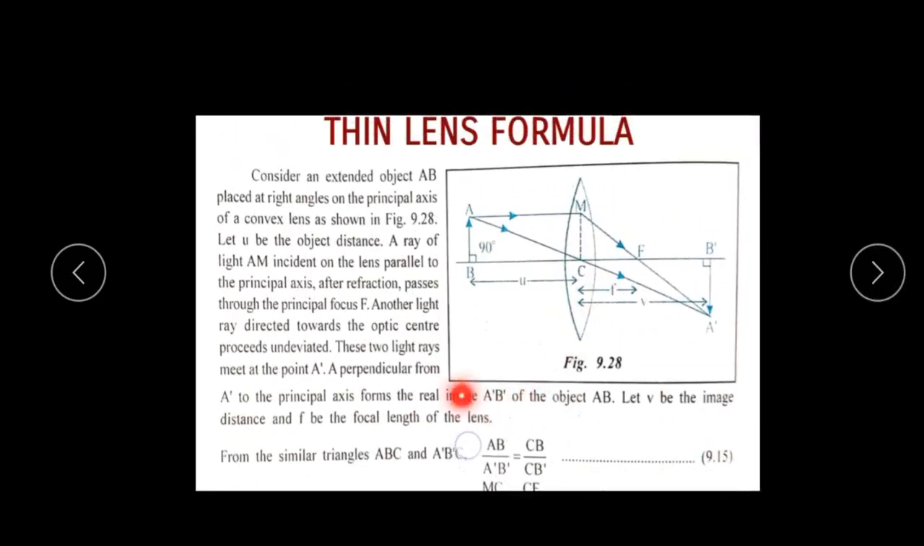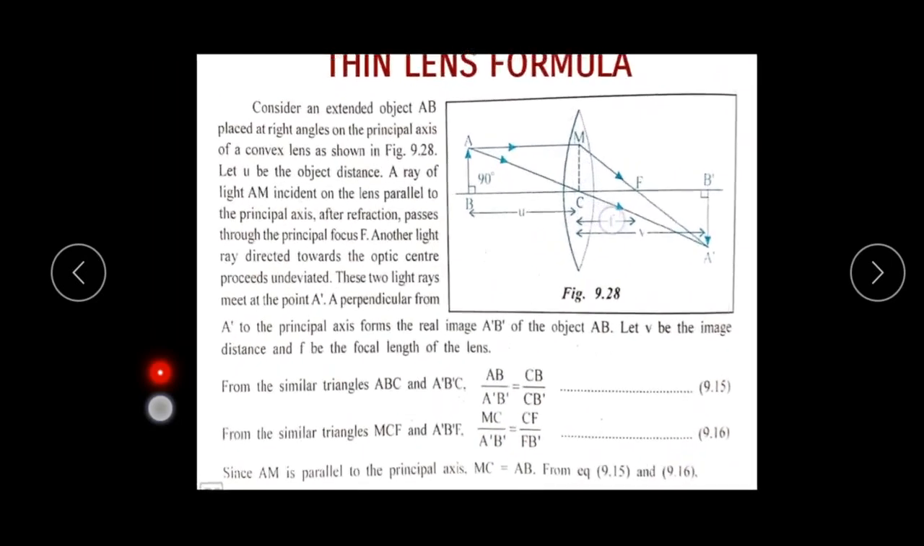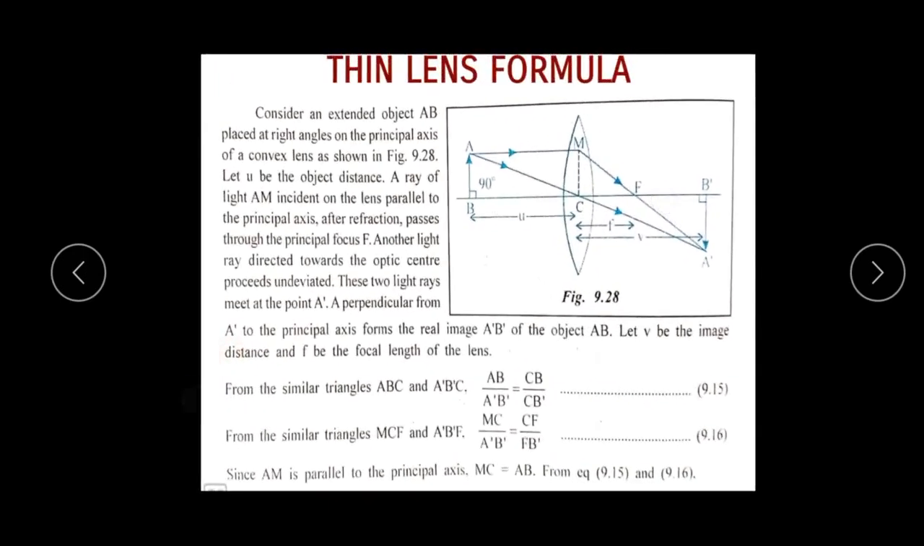See, AB divided by A dash B dash equals CB divided by CB dash. Then there is another similar triangle, that is MCF and A dash B dash F. There are again two similar triangles here: one is MCF, another one is A dash B dash F. So again, due to similar triangles, this can be written as MC divided by A dash B dash equals CF divided by B dash F. This is equation number 2, or equation number 9.16.